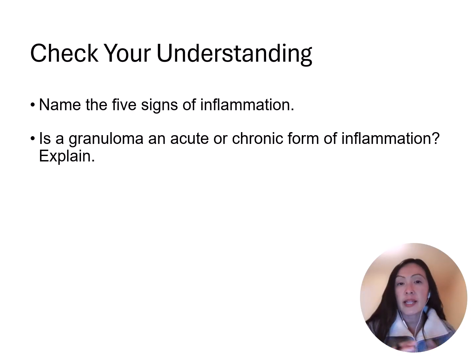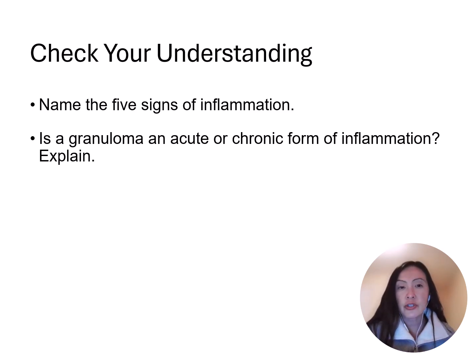So the 5 classic signs of inflammation are erythema, which is redness, edema, which is swelling, heat, pain, and altered function or loss of function. And these all result from that vasodilation, that increased vascular permeability, and the activation of the nerve endings.